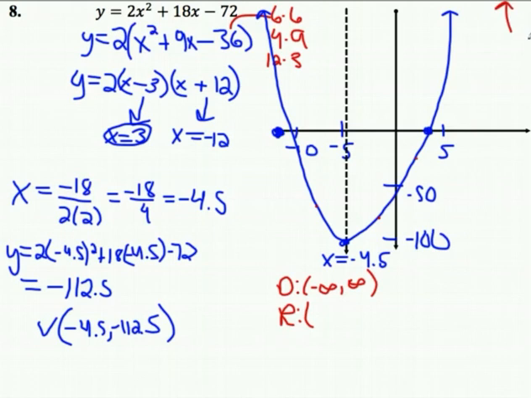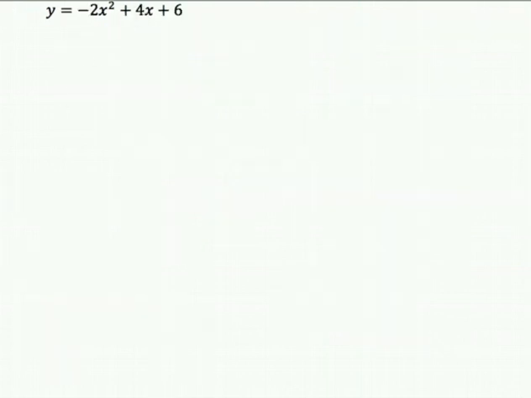Okay? The range looks like this guy has a minimum again, and its minimum is pretty small, negative 112. And then it keeps going up and up and up to infinity, and remember this should be a bracket. Okay, let's see what else we've got. Another one of these. This one looks like it's going down though, because it's got a negative a, so a little different.